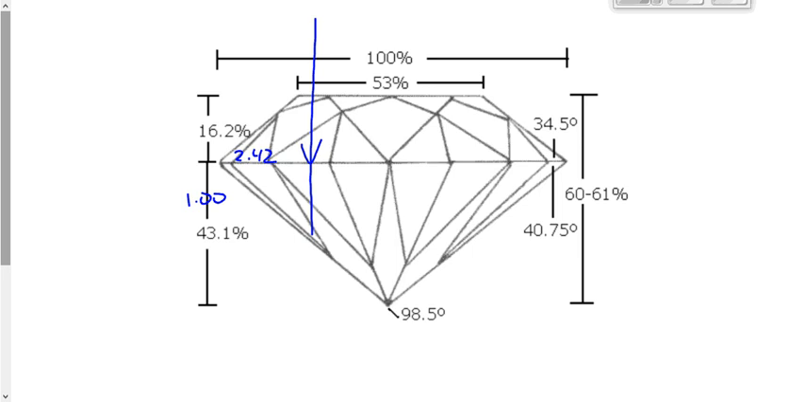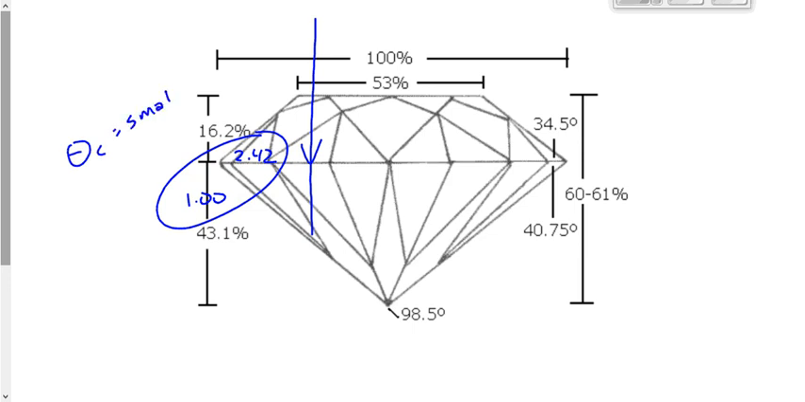The critical angle between two materials is smaller when the difference in index of refraction is big. We have a really big difference in index of refraction here, from 2.42 to 1.00. That means the critical angle of this diamond will be small. If the difference in index was really, really small, then the critical angle would be big. Got it?